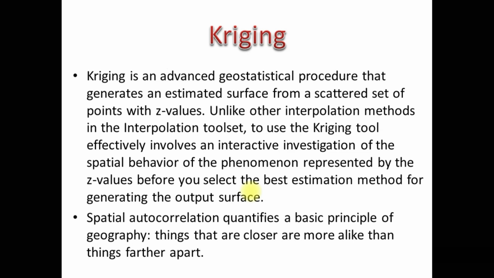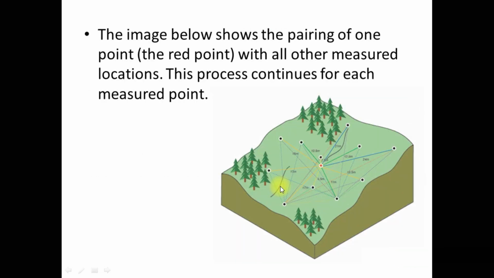Spatial autocorrelation quantifies a basic principle of geography. Things that are closer are more alike than things farther apart. This is called spatial autocorrelation. So the image below shows the pairing of one point, the red point in the center, with all the measured locations. This process continues for each measured point.